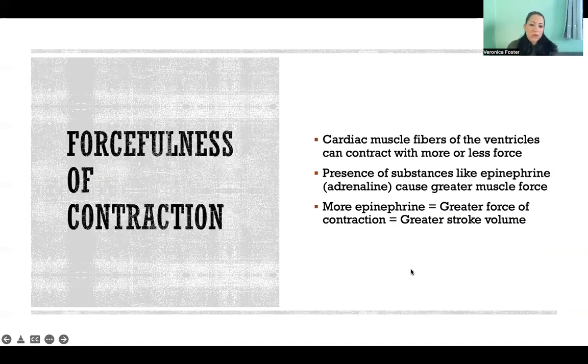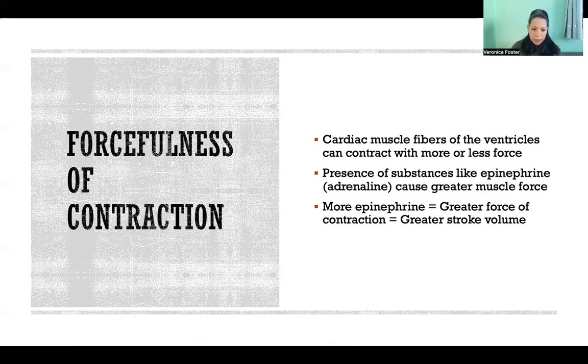The second factor is the forcefulness of contraction. So the cardiac muscle fibers that make up the walls of the ventricle are contracting, just like any muscle in the body. They're contracting, and they can contract with more or less amount of force, just like you can contract your bicep and produce more or less force depending on what's needed. So the heart does the same thing, although of course it's not voluntary, but we would produce more force with contraction when there's a substance present like epinephrine, for example, also called adrenaline.